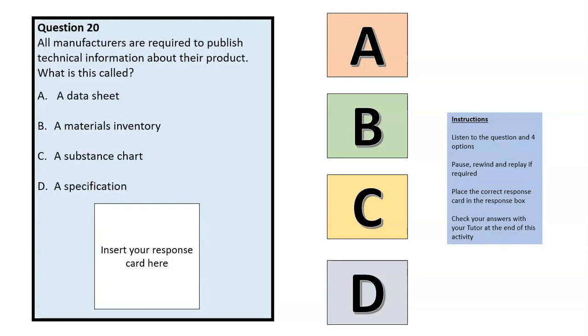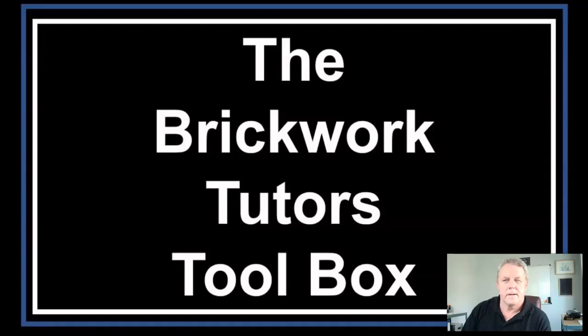Question 20. All manufacturers are required to publish technical information about their product. What is this called? A. A data sheet. B. A materials inventory. C. A substance chart. D. A specification. Well done for completing those 20 questions.